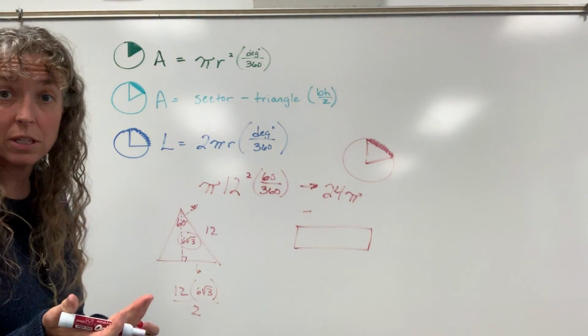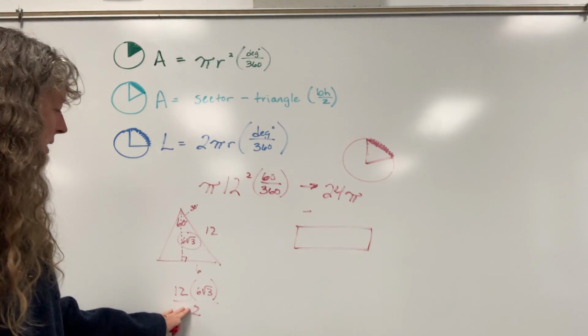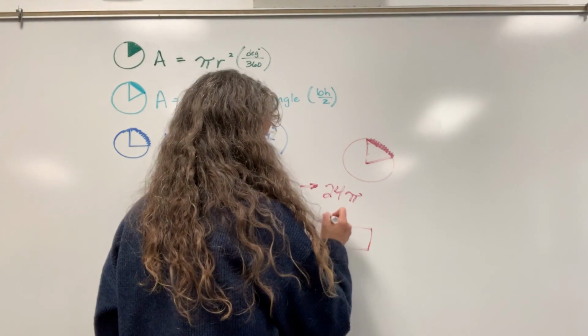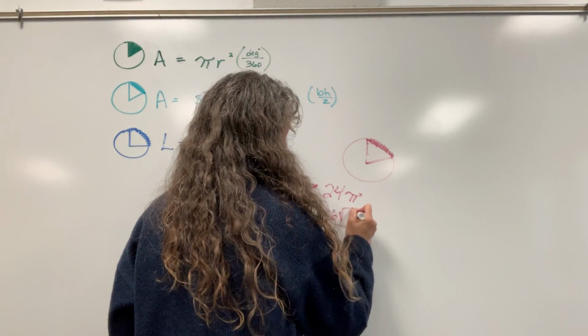Or you can use the 30, 60, 90 rules. All right, so that's the area of my triangle. So when I do that all out, I get that that's 36 root 3.